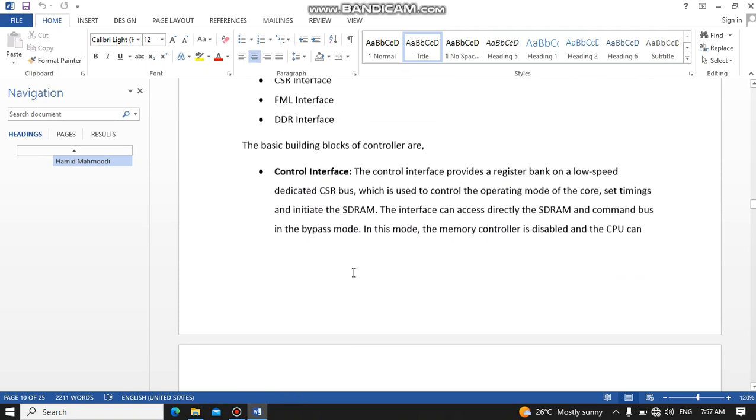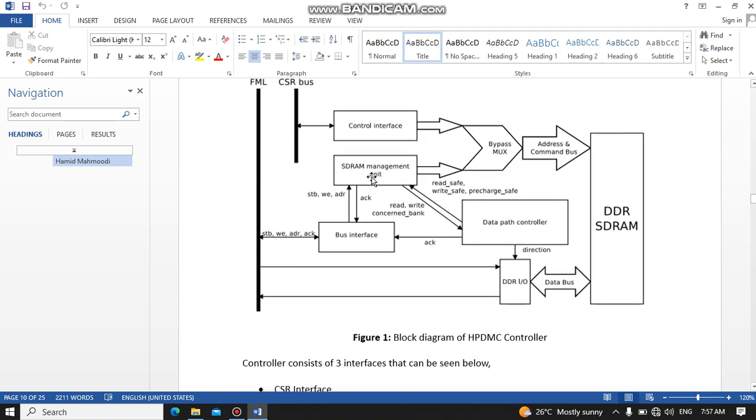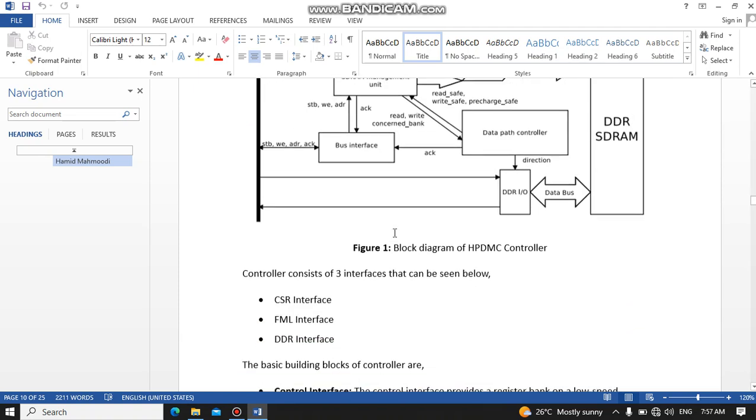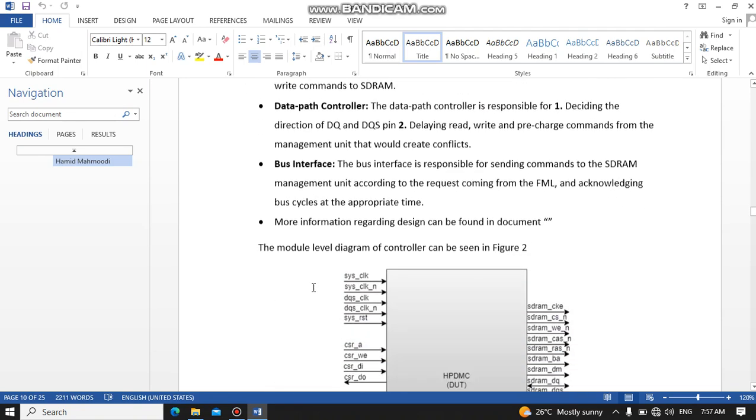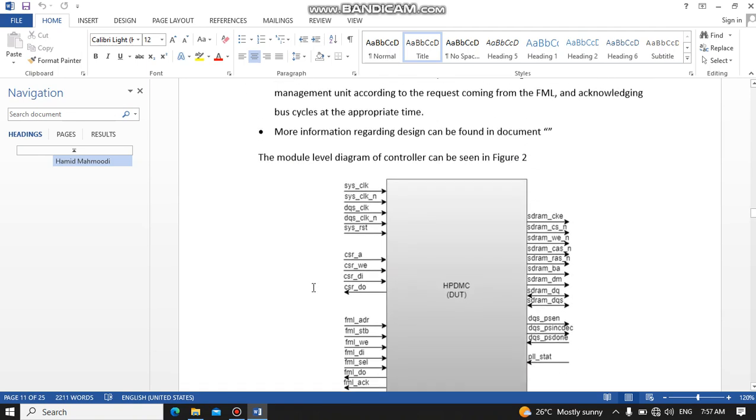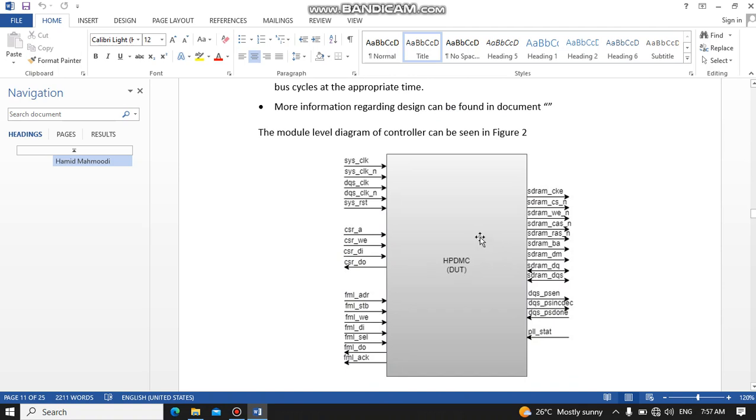More explanation on this design can be found in the provided documents of the design. This is an overall block diagram. Here we can see that there are clocks and reset signal. Here we have the CSR interface. This is our FML interface, and here this is our DDR interface.